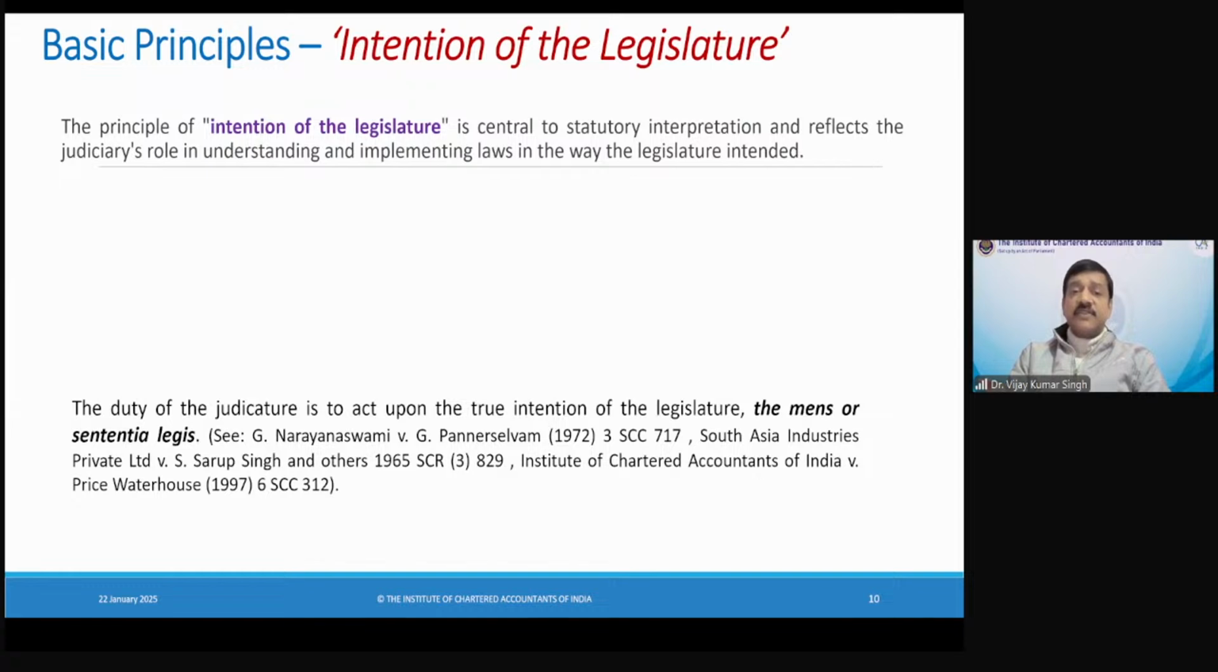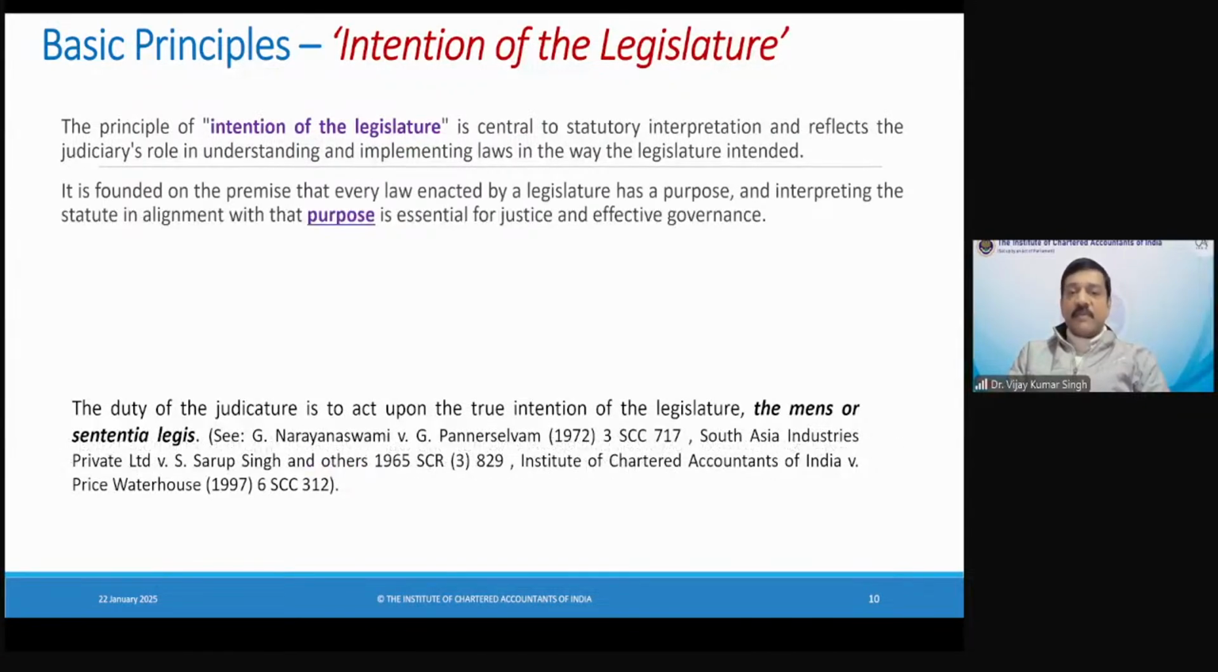Now, what is intention of the legislature? You are trying to understand what the legislature actually intended in coming up with the law. And there are different sources, different tools to find out this intention. And that we will read through internal aids and external aids, to understand where from you can interpret the intention of the legislature, because the intention of the legislature is the words which are expressed in the legislation. It cannot come the other way around, right? So this is something which is very important.